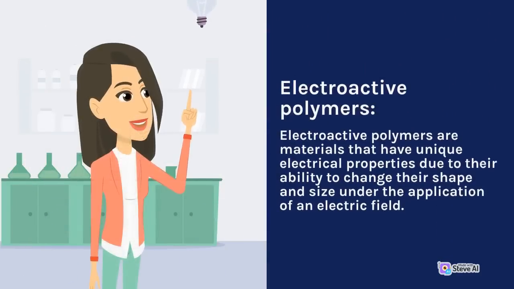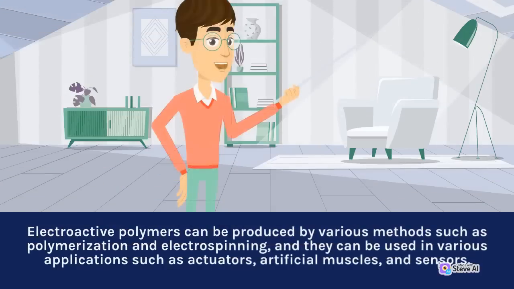Electroactive polymers. Electroactive polymers are materials that have unique electrical properties due to their ability to change their shape and size under the application of an electric field. Electroactive polymers can be produced by various methods such as polymerization and electrospinning, and they can be used in various applications such as actuators, artificial muscles, and sensors.